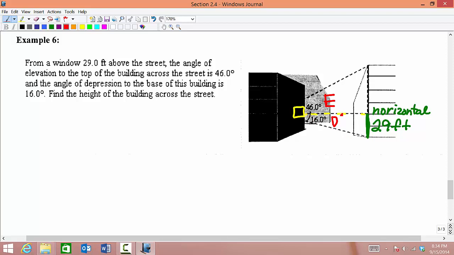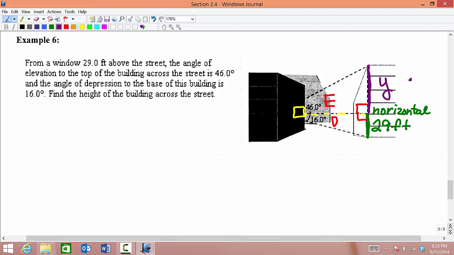Well, we have two triangles basically formed, two right triangles. So here's my right angle for the bottom triangle. Here's my right angle for the top triangle. In the bottom triangle, I know the angle of depression, and I know the right angle, and I know the length of a side. In order for me to find the height of the building across the street, we're going to have to work with both triangles, because what I ultimately want to know is the measure from the horizontal to the top of the building. Let's call that y.